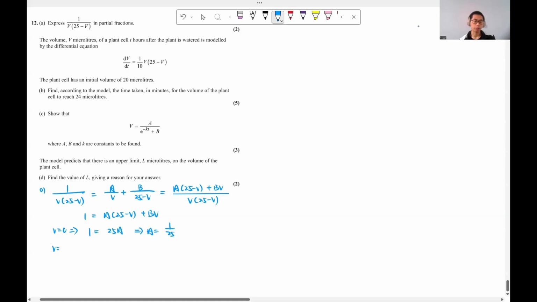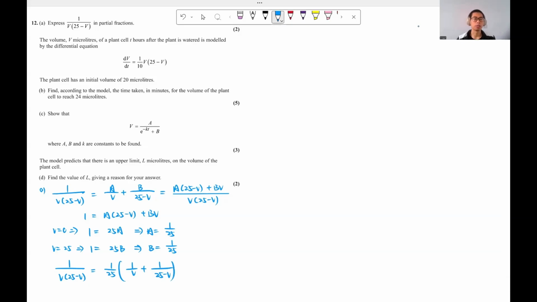And if we let v equal to 25, then 1 is equal to 25 minus 25 becomes 0. So just 25 times by B. So which means B is also 1 over 25. So therefore, 1 over v times 25 minus v should be equal to, since both A and B are 1 over 25, so just 1 over 25 in brackets 1 over v plus 1 over 25 minus v.